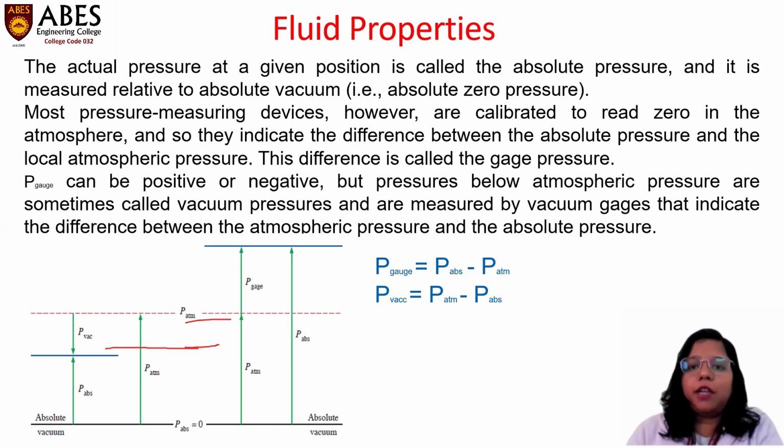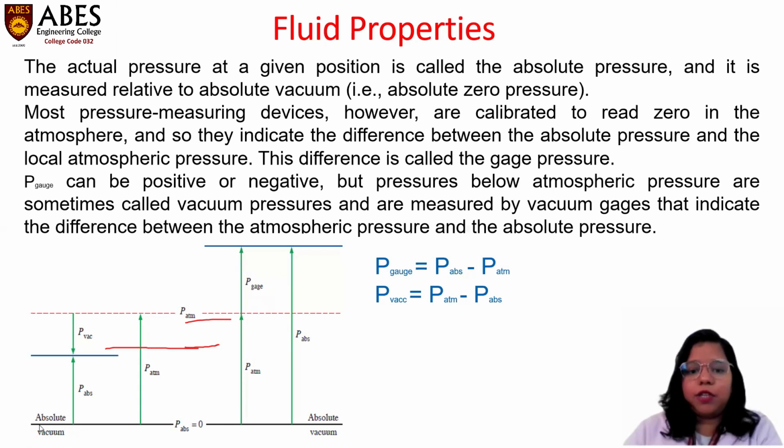The actual pressure at a given position is called absolute pressure, and it is measured relative to the absolute vacuum, that is absolute zero pressure. Most pressure measuring devices, however, are calibrated to zero in the atmosphere, and so they indicate the difference between the absolute pressure and the local atmospheric pressure. This difference is called the gauge pressure.